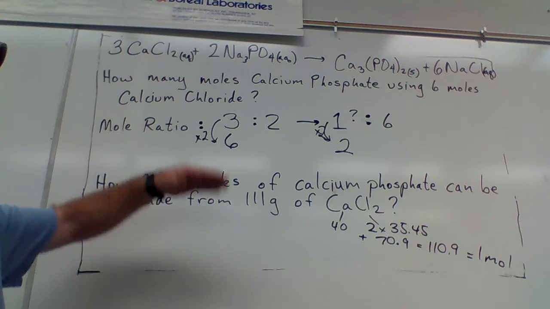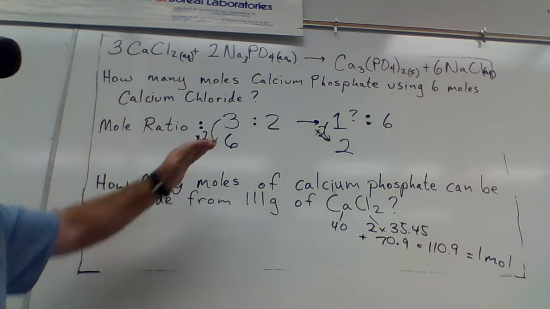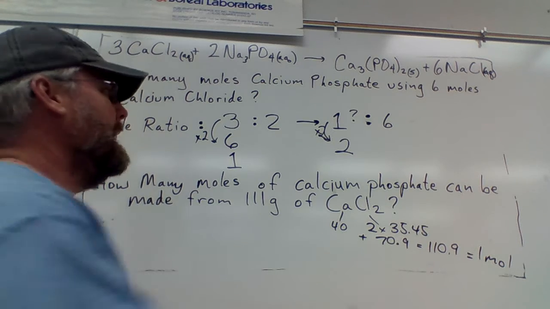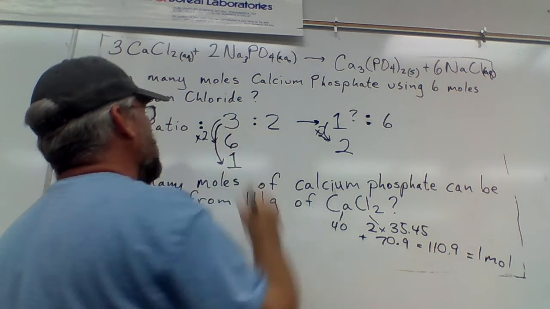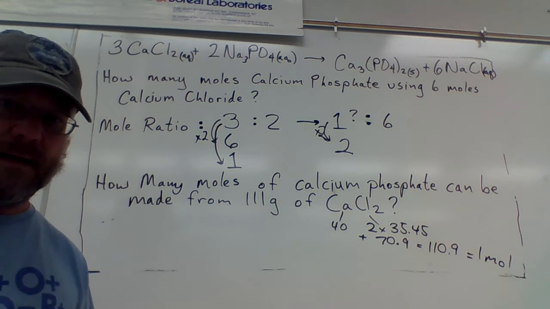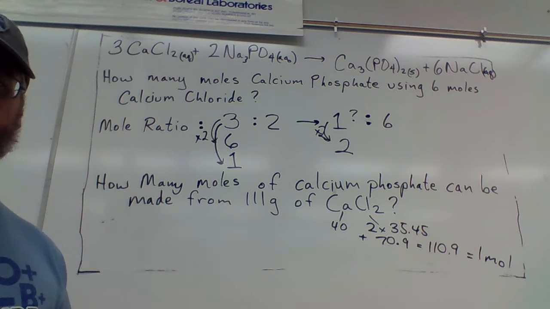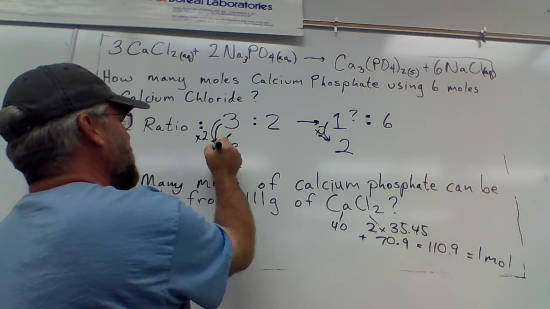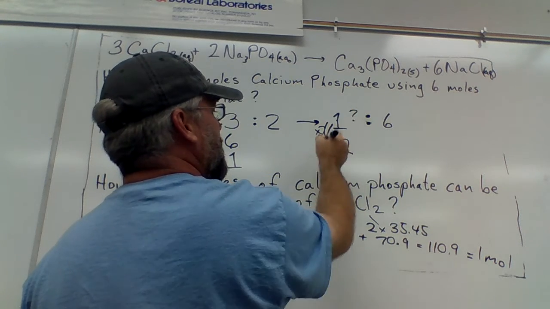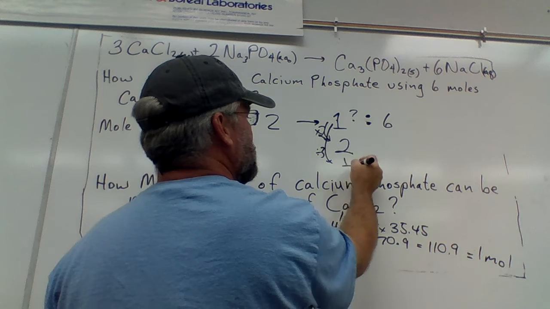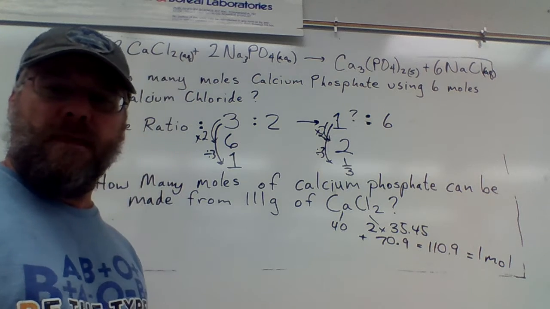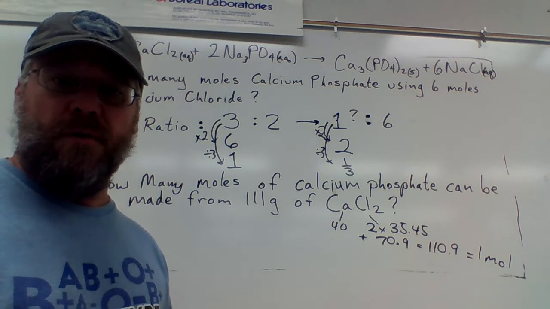Now, I go back up here to my mole ratio. This time I have 1. So what do I have to do to go from 3 to 1? Well, I can divide by 3 or I can multiply by 1/3. Whichever works best for you, do it. I'm going to say let's divide that by 3. So over here I have to go 1, divide that by 3, and that's going to give me 1/3 of a mole of the calcium phosphate. So the answer to that one would be 1/3 mole.